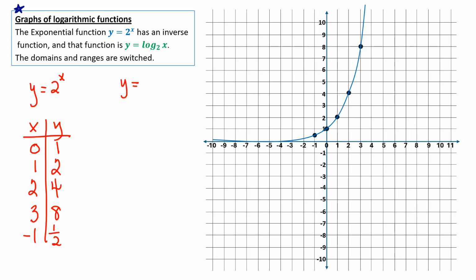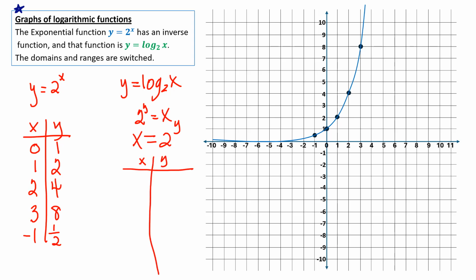So if we have y equals log base 2 of x, if we rewrite this in exponential form, we would have base to the power equals the number. So it looks exactly like the exponential function, except it is x equals 2 to the y instead of y equals 2 to the x. So as we expected, the domain and range are switched.